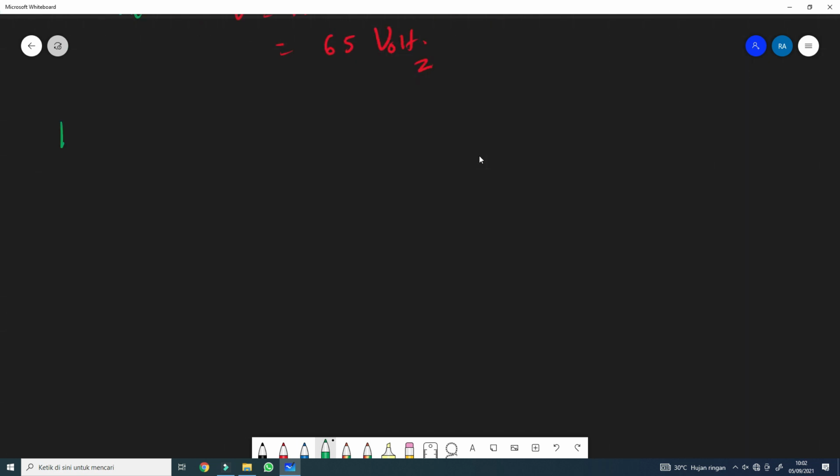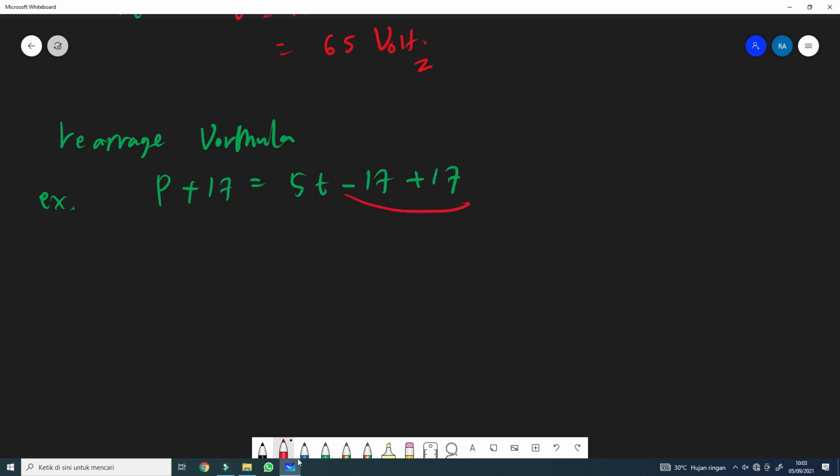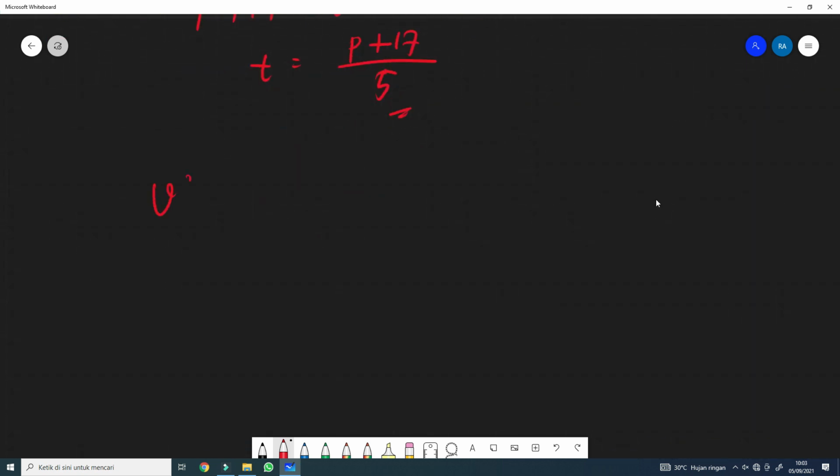Next, we can also rearrange the formula. For example, we have p plus 17 equals 5t minus 17 plus 17. Here we can cancel this, so the equation becomes p plus 17 equals 5t. Then t becomes p plus 17 over 5. Let's have a look at this equation. If we want to look for w, then we just move the t squared to the other side and change the sign from plus into minus.